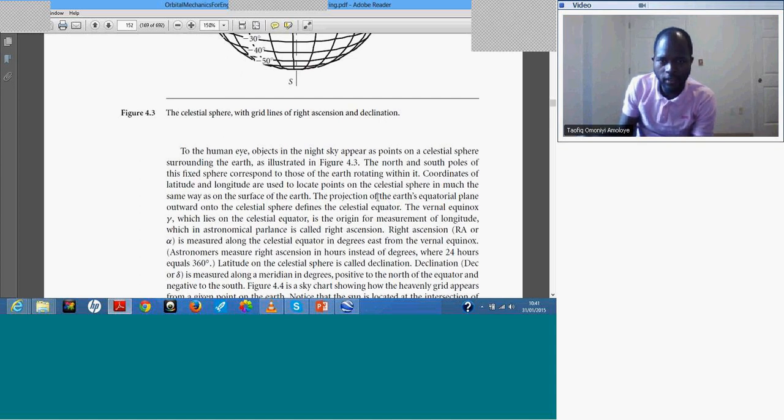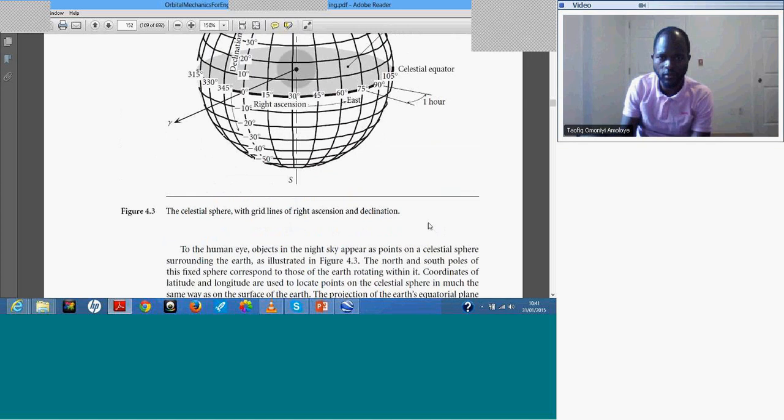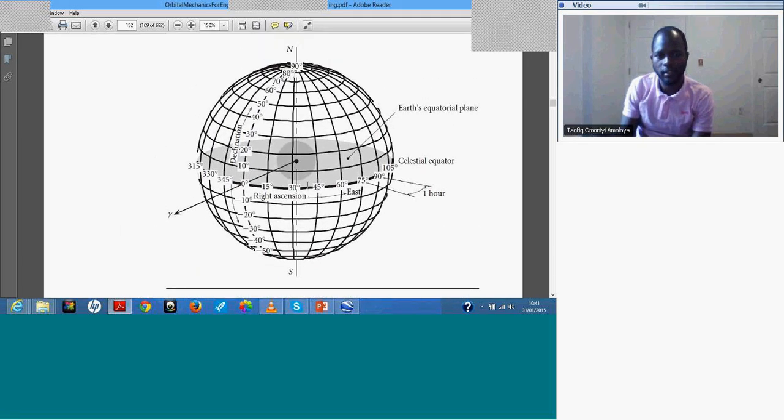The Earth's equatorial plane extended outward onto the celestial sphere defines the celestial equator. The vernal equinox, which lies on the celestial equator, is the origin for measurement of longitude. In the diagram of the celestial sphere, the Earth is in the middle, and the equinox line is the line on which the ecliptic plane and the equatorial plane of the Earth coincide. That's the one shown here.